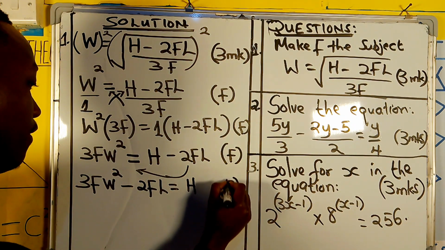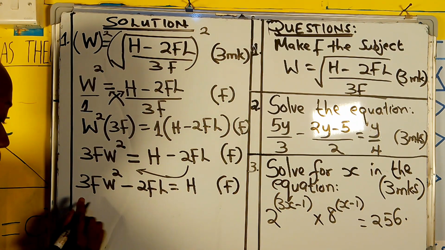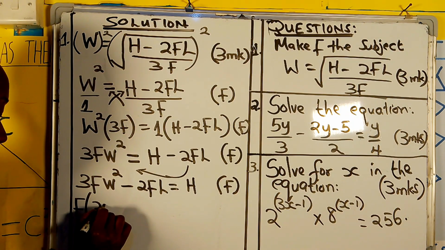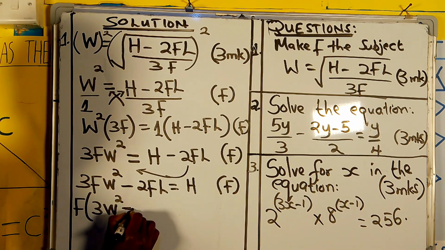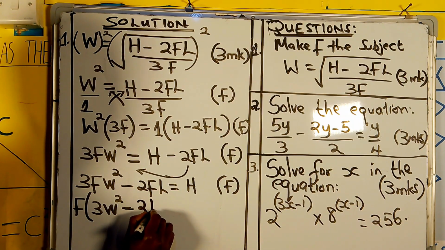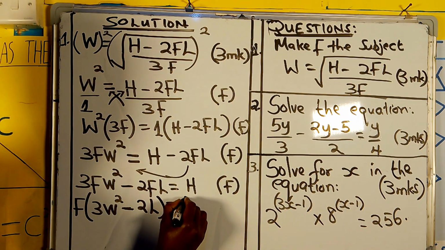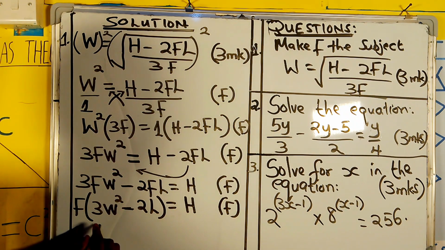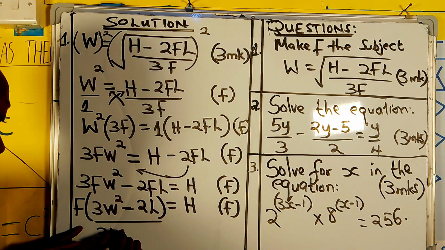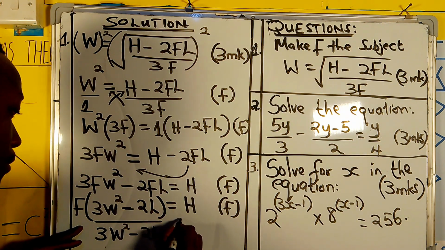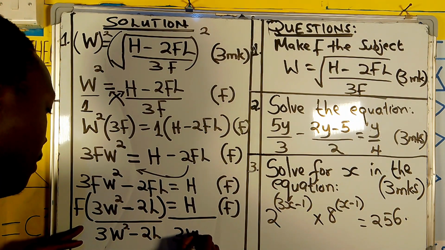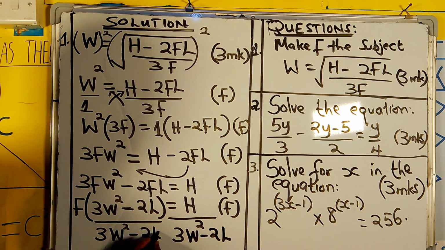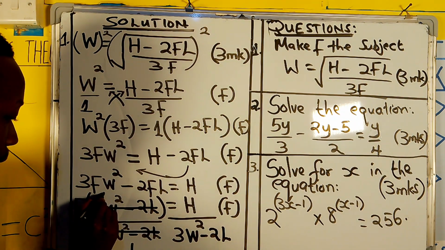Because we want to make f the subject of the formula, we will factorize f. We remove f outside the bracket, and we will have f times (3w squared minus 2l) is equal to h. Remember, we are making f the subject. So for us to be left with f, we divide both sides by 3w squared minus 2l. And from there, we can now simplify this by 1 and this by 1.